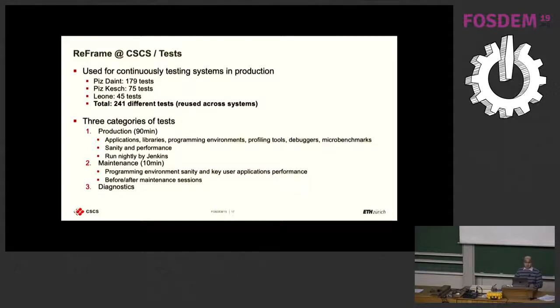On these three clusters, we run what's called production tests, which I told you we run daily, maintenance tests, which we run before and after doing an upgrade in the system, and what we call diagnostics. When a node goes bad, we run some tests to bring it back. And why do we do that? Because we have seen really nice things with ReFrame that allow us to probe and improve the quality of service.